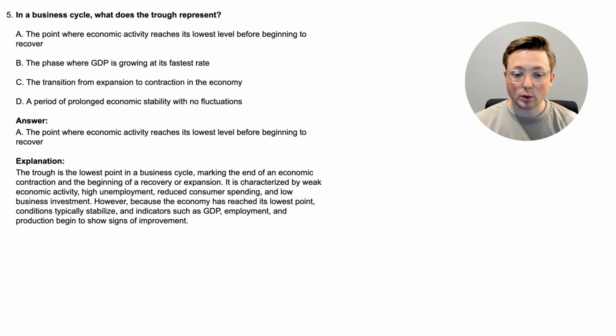The trough is the lowest point in a business cycle, marking the end of an economic contraction and the beginning of a recovery or expansion. It is characterized by weak economic activity, high unemployment, reduced consumer spending, and low business investment. However, because the economy has reached its lowest point, conditions typically stabilize, and indicators such as GDP, employment, and production begin to show signs of improvement. So it's just right at the cusp of things starting to improve.